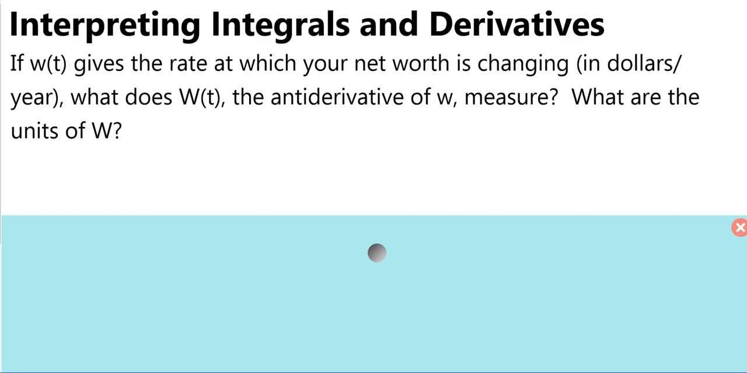Calculator do the number crunching for us, but we're going to do something a calculator can't do, which is interpret the meaning of our results. You don't need to write any of this yet, but let's just talk through. If little w of t gives the rate at which your net worth is changing, let's say in dollars per year, what does capital W of t, the antiderivative of w, measure?